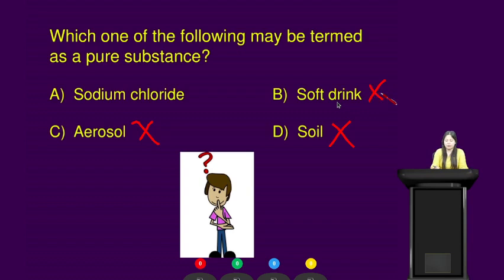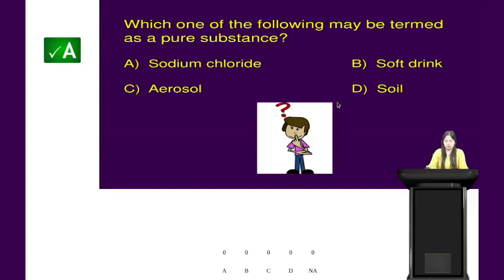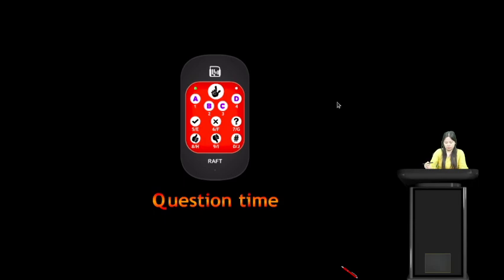Soft drink is also not a pure substance. It consists of water, carbon dioxide. So these three, B, C, D, are not pure substances. But we have seen that sodium chloride, also commonly known as salt, is a pure substance. Correct. So here the correct answer is option A, that is sodium chloride. Very good, students.